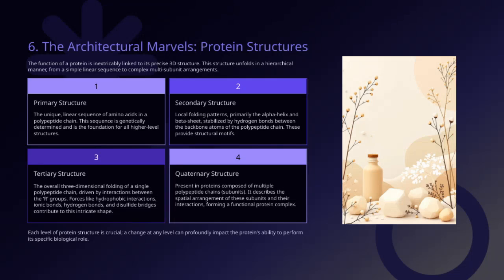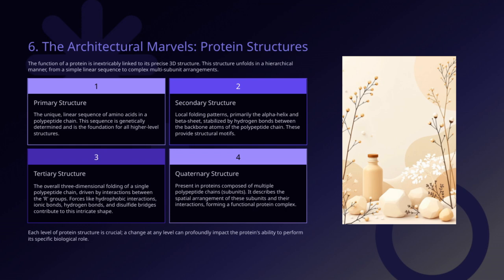Let's talk about quaternary structure, which is present in proteins made up of multiple polypeptide chains or subunits. It describes how these subunits are arranged in space and how they interact with each other. These interactions are crucial because they form a functional protein complex that can perform specific biological tasks. Now, remember, each level of protein structure is vital. Even a small change at any level can significantly affect the protein's ability to carry out its function. That's why understanding these structures is so important.